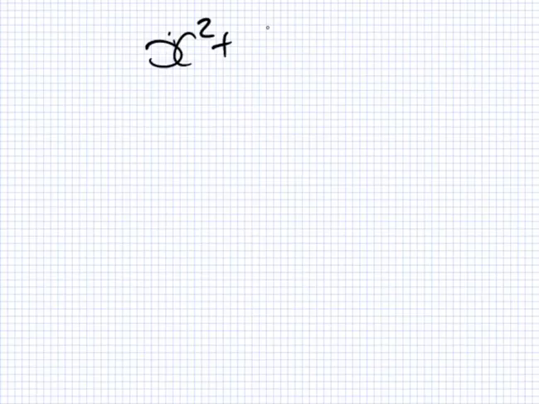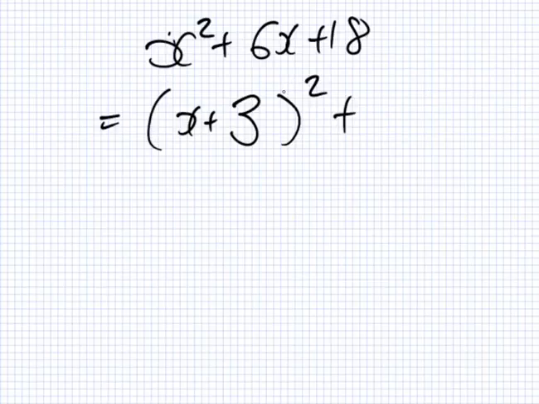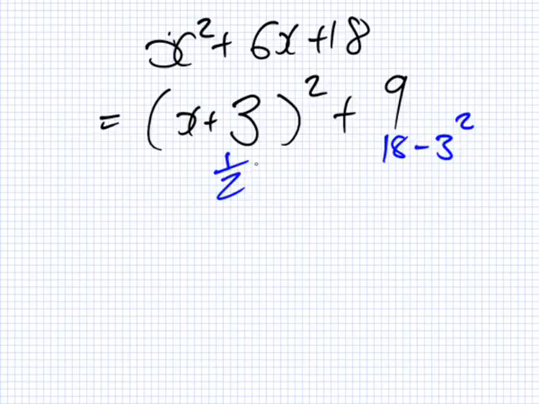X squared plus 6x plus 18 equals, okay. What's first? X plus 3. And then it'll be 18 minus 9, which is 9. So this is the answer here. So this one was 18 minus 3 squared, and this one was half of 6.